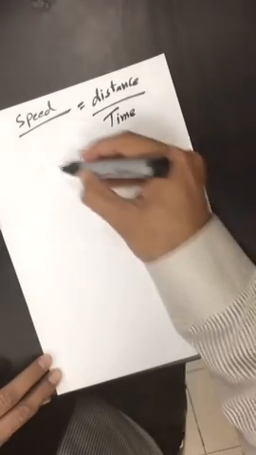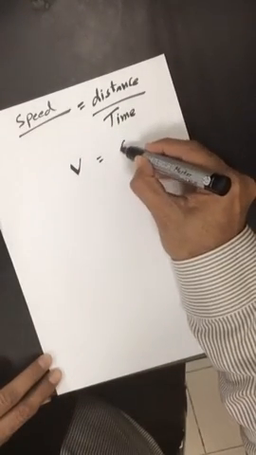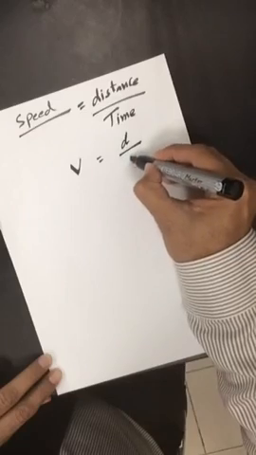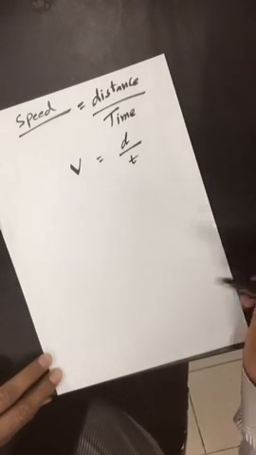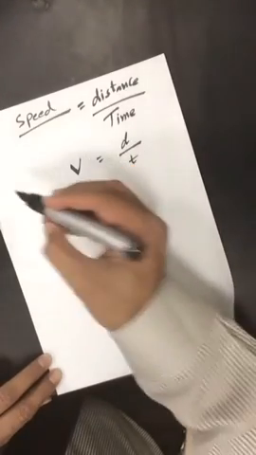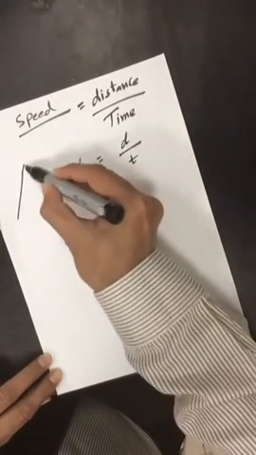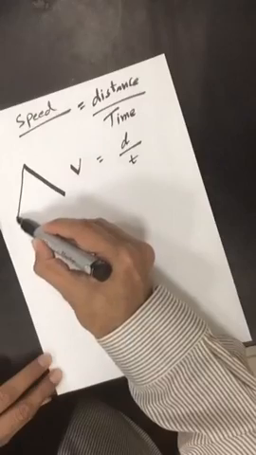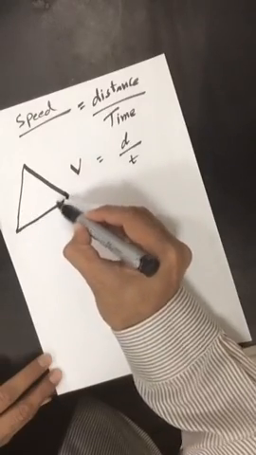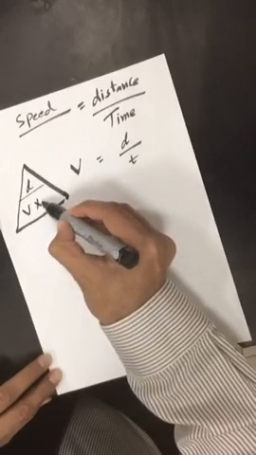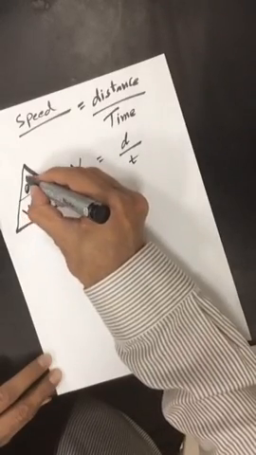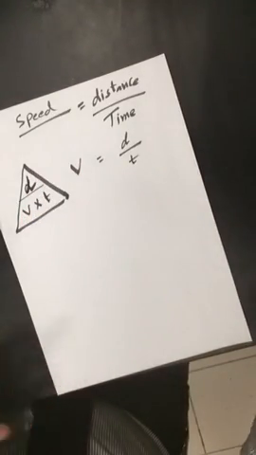How do we represent the symbol? V is the symbol for speed, D for distance, T for time. This simple equation is used for the calculation of speed. You may write it in the form of a triangle: D over V times T. D means distance here. So anything can be found.